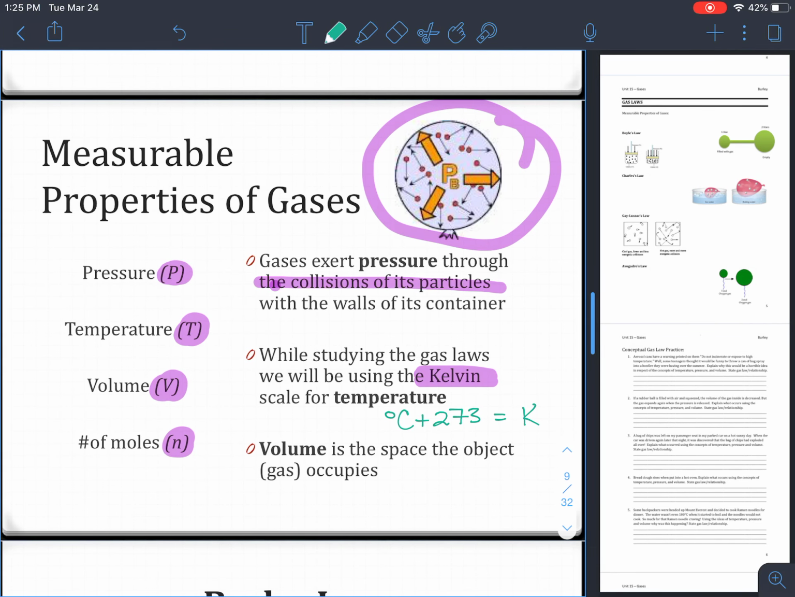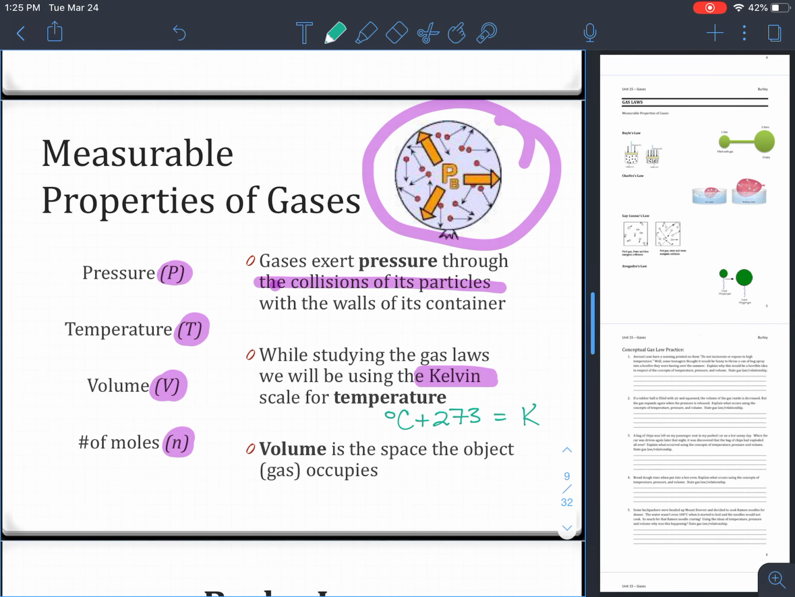Now, the first law that we're going to look at or talk about is Boyle's law. And Boyle studied the relationship between volume and pressure. So volume and pressure.